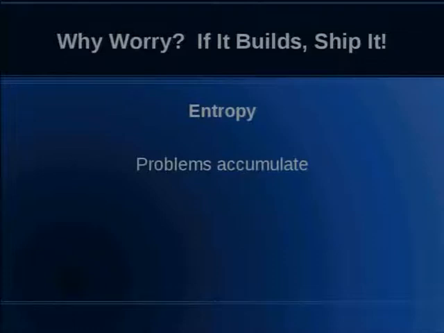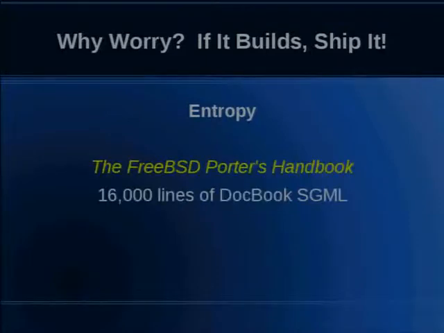And again, another part of the why you shouldn't just ship it is entropy. Problems accumulate if there's nothing validating these documents other than the tool chains, which may or may not tell you. And for an example of that, the FreeBSD Porter's Handbook is approximately 16,000 lines of DocBook HTML. It's about 50,000 words. It's a book.